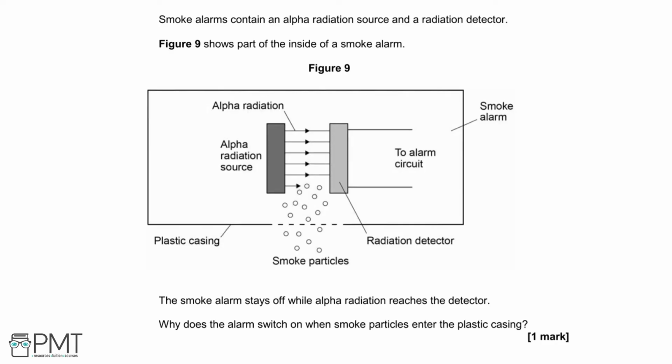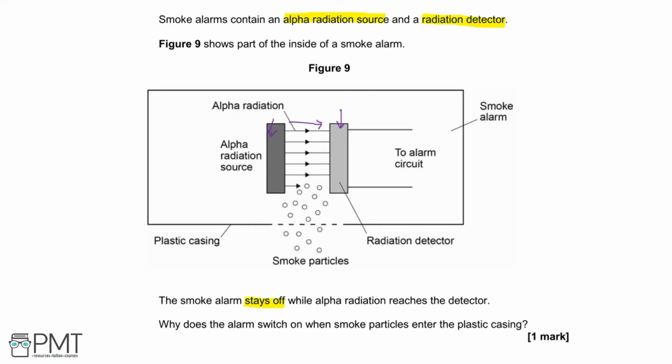Smoke alarms contain an alpha radiation source and a radiation detector. Figure 9 shows part of the inside of a smoke alarm. The smoke alarm stays off while alpha radiation reaches the detector. Why does the alarm switch on when smoke particles enter the plastic casing? So what's happening here is we have a source of alpha radiation and then a detector here. And the alpha radiation is travelling from the source to the detector. And when there's no smoke, the count rate on the detector is high enough, so the alarm does not sound.